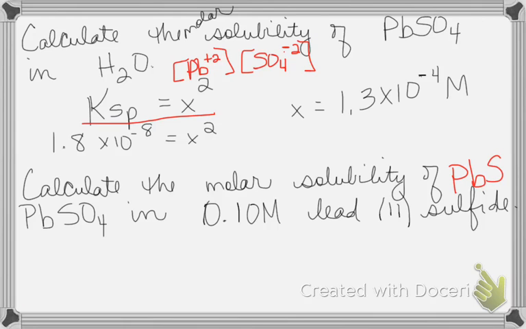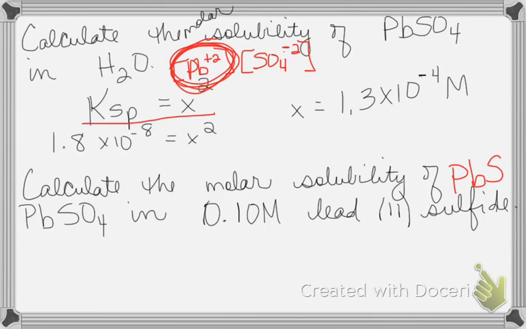But now I'm not putting it in water, I'm putting it in something, lead 2 sulfide, that has a common ion. We've talked about common ion before when we introduced buffers. What is the common ion between lead 2 sulfide and lead 2 sulfate? It's lead. So this Pb plus 2 is no longer starting at 0. Now it's starting at 0.1 molar because it's not in water.